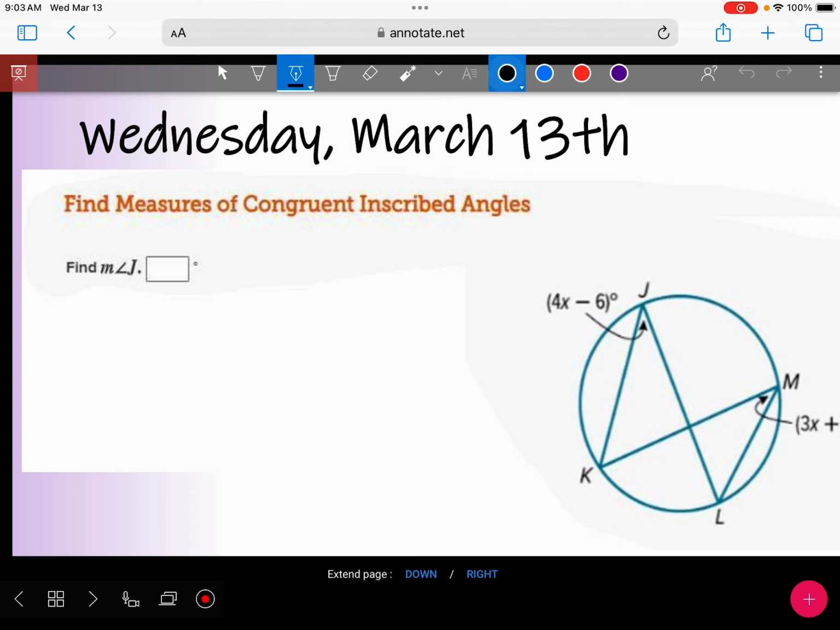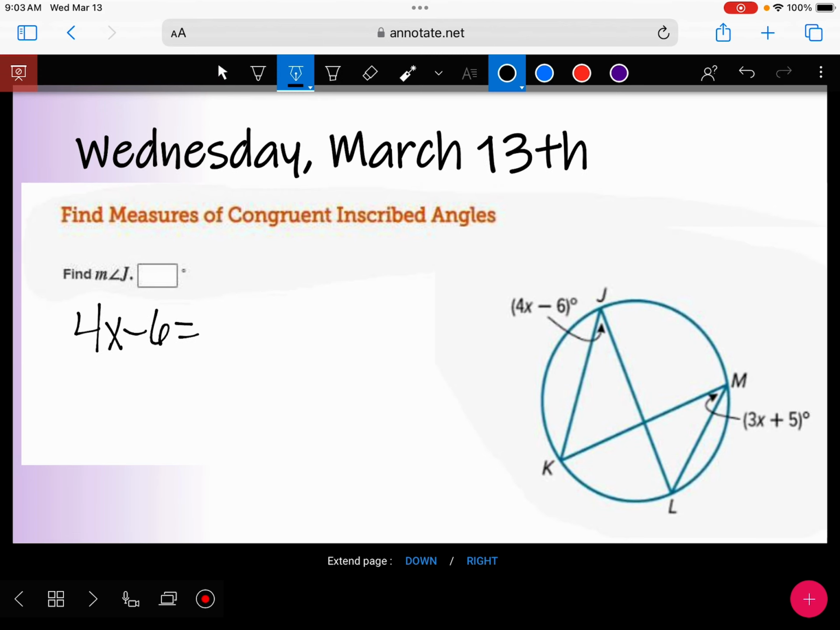So create your equation: 4x minus 6 equals 3x plus 5. Go ahead, solve that for x. Now, both of these angles are congruent, but it's told us to find the measure of angle J. So after we solve for x, we're going to substitute it into that angle.